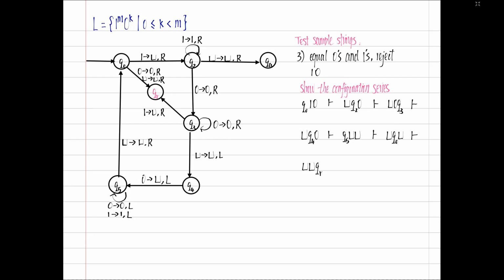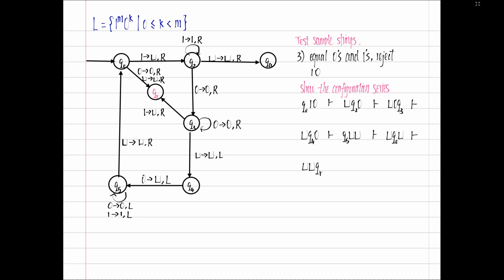I'll use string 01 as an example. The start configuration is Q010. Now the head is on a 1. So following the transition from Q0 to Q2, the machine crosses the 1 with a blank symbol and moves head to the right. So now the configuration is blank Q2 0.